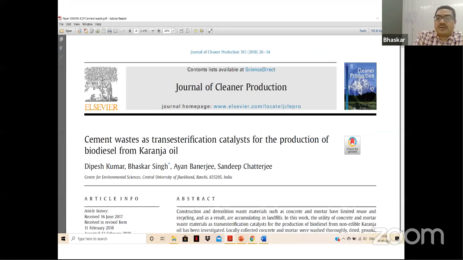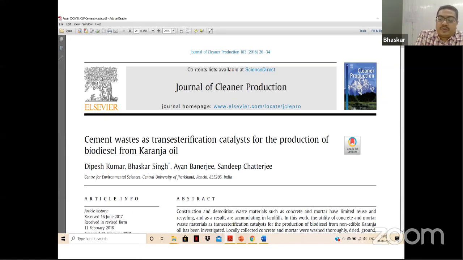Some of the research work ongoing in our lab is the use of waste materials in the production of biodiesel. We have tried to use waste materials like cement waste as a catalyst, because catalysts play a major role. If we use virgin catalyst from the industry, that will add to the cost and make the process less sustainable. So using waste materials as a catalyst, as a feedstock, or at any other stage can make the process more sustainable.